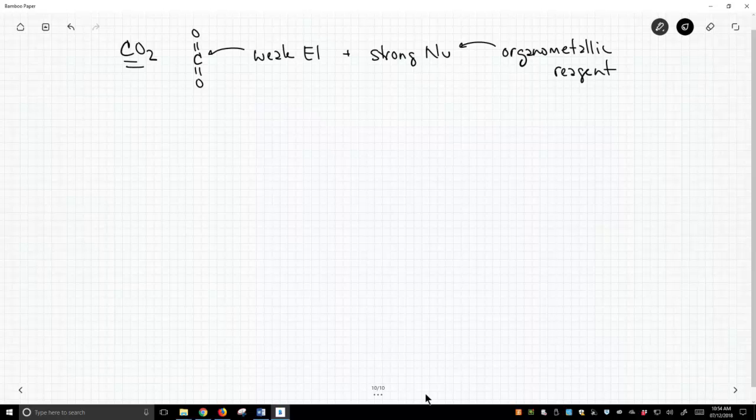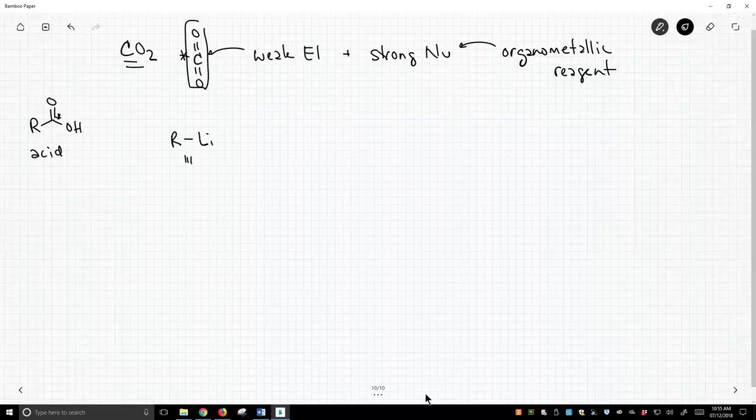So let's look at how this works. Let's say we want to make this carboxylic acid, just some generic acid. How would we use CO2 to make an acid? Well, this carbon in the CO2 is going to form that carbon. So we want to react our CO2 with the corresponding organometallic reagent.